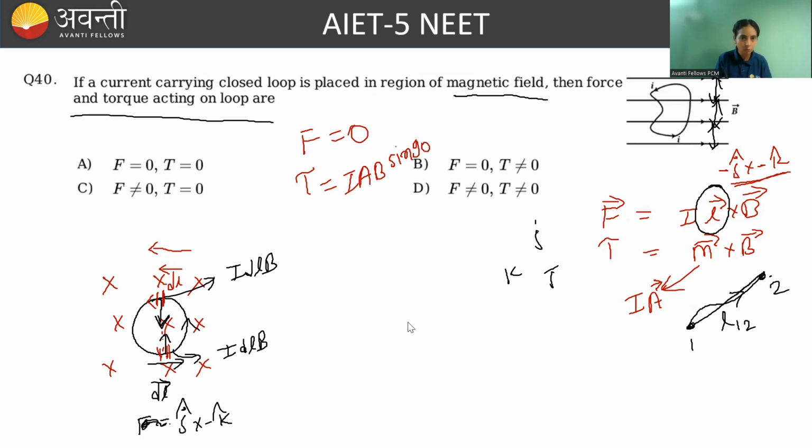So what will the correct answer be? Force zero, torque zero? No. Force zero, torque not zero? Yes. Force is non-zero? No. Force will be zero because this is a closed loop placed in a uniform magnetic field. Okay. I hope this is clear.